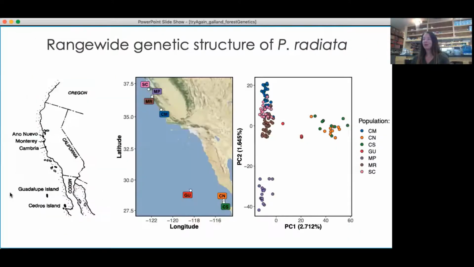So now we'll shift to the Monterey pine, Pinus radiata. Now, if you recall from previous maps, there are only a few naturally occurring stands of radiata. And once again, we still have substantial structure. Mainland populations group together nicely along PC1, with island populations grouping to the right. So from here, we decided to zoom in on Isla Cedros, shown here in green and orange.